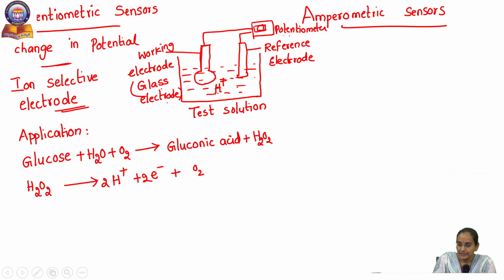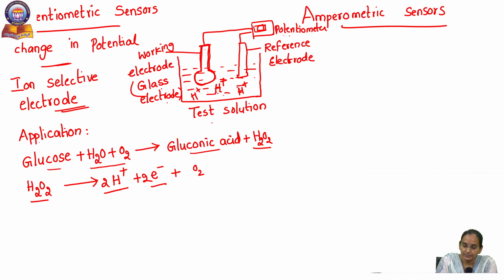Now, if we have taken the test solution, if we take a blood sample, we are going to calculate the glucose in the blood. That glucose, whenever treated with water and oxygen, gives gluconic acid and H2O2. This H2O2 again on decomposition gives H+ ions and electrons. The change in the H+ ions can be detected by this ion selective electrode, so that there will be a change in the potential with the change in the concentration of H+ ions. This will be displayed in the potentiometer.